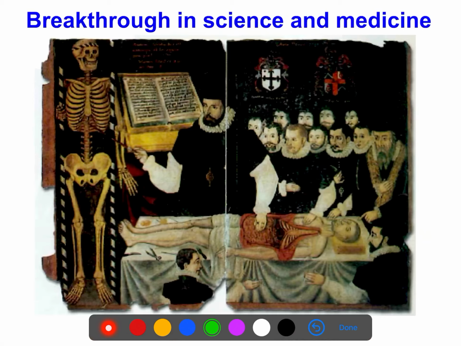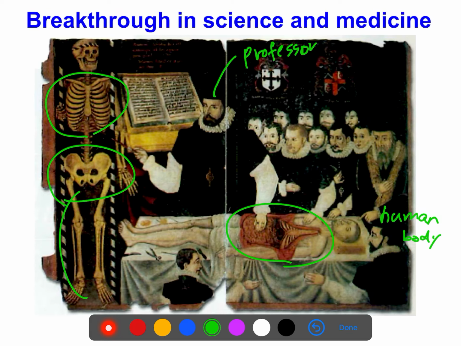Besides art, science, architecture, and buildings, there was also a breakthrough in science and medicine. At that time, they studied the human body. So this is the professor in the school. He would really cut the human body to study the skeleton, the bone structure, and the organs inside the human body. So it gave us a lot of science breakthroughs and invented a lot of new medicines during the Renaissance and later, in the scientific revolution.